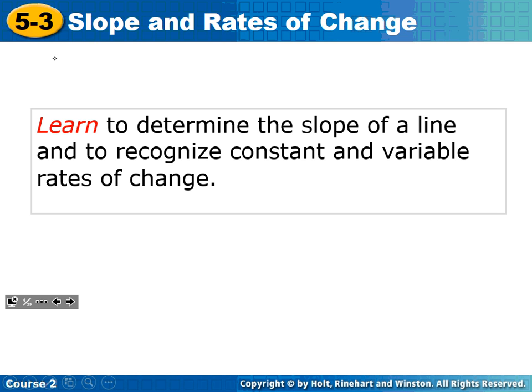Constant. It goes on and on and on, and it never changes. It always stays the same. What does variable mean? It could change. It could be different.